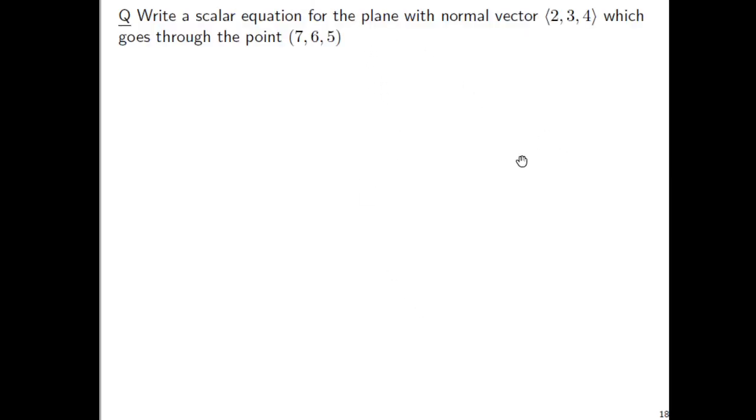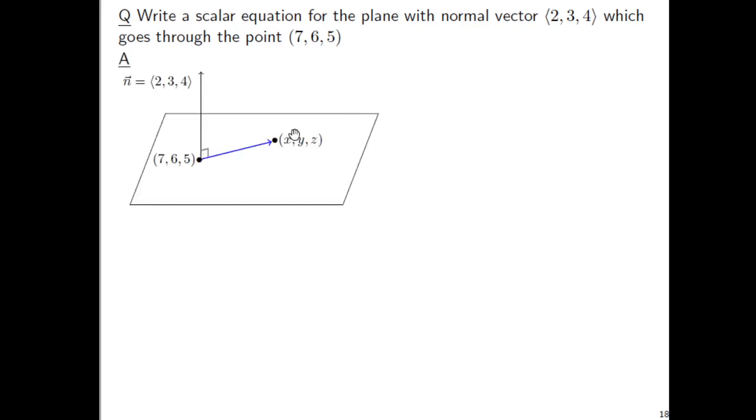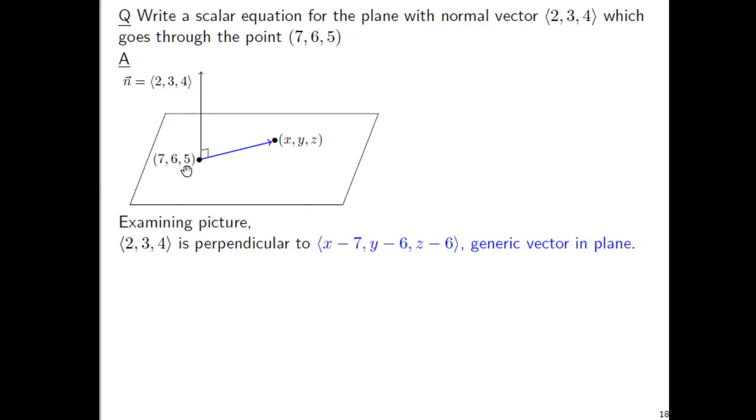So let's go through the process. I'd like to write a scalar equation for the plane with normal vector 2, 3, 4, which goes to the point 7, 6, 5. It looks something like this, right? So here's that fixed point, and this point here, I know it's drawn here, but that's the necessary evil of drawing. This point could have been drawn over here or there, or it's just somewhere inside the plane. And so we have this blue vector, and it needs to be perpendicular to this vector here, right? So let's just form what that blue vector looks like, right?